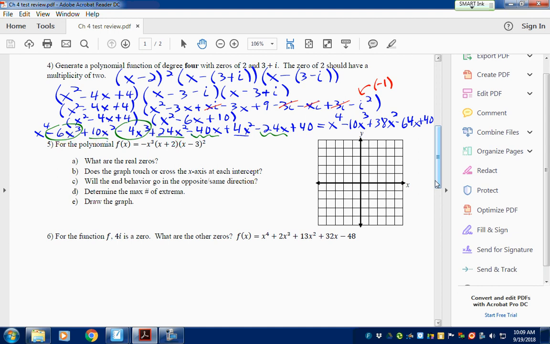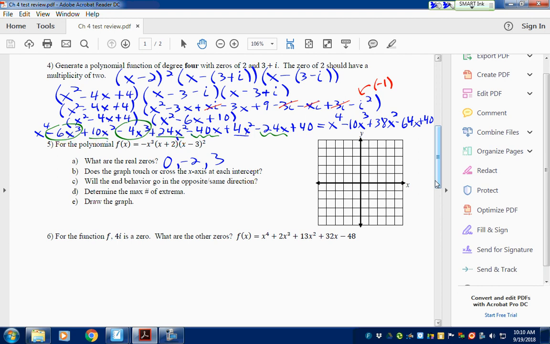All right, number 5. For the polynomial, what's the degree of this polynomial? That's 1. This is 3 more. We're up to 4, 5, 6. So it's degree 6. What are the real zeros? Well, I've got a 0, negative 2, and 3. Negative 0 and 0 are the same place.